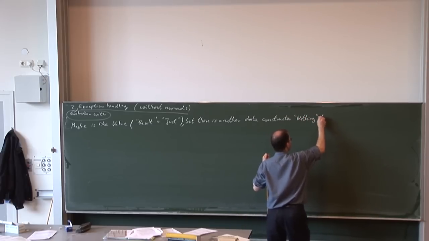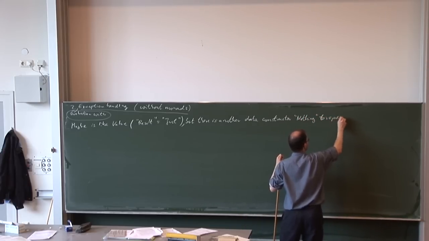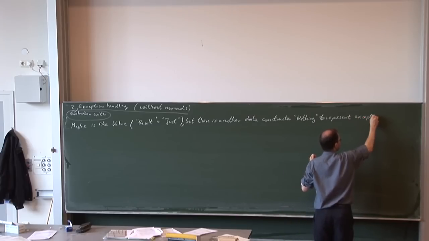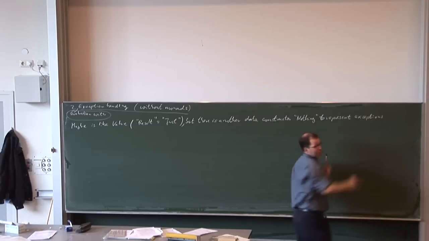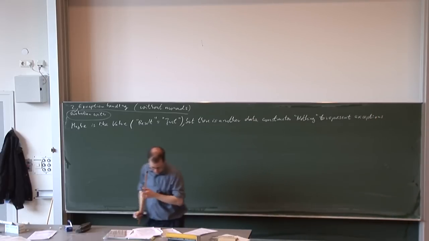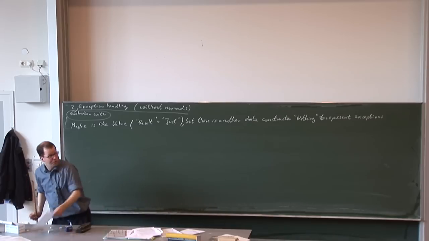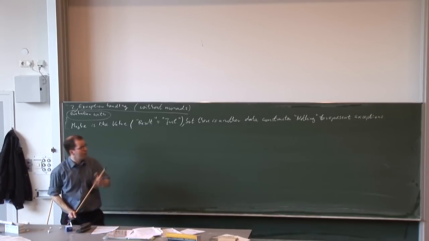Nothing to represent exceptions. Now, by the way, this data type is predefined in Haskell because it is pretty useful. But anyway, we define it ourselves now. Okay, so what did we have?